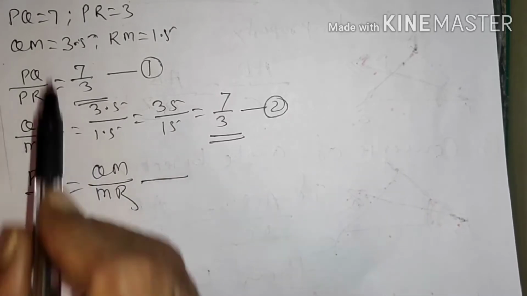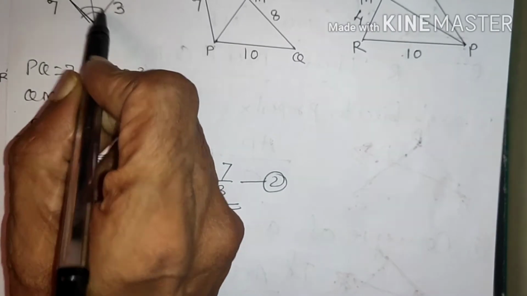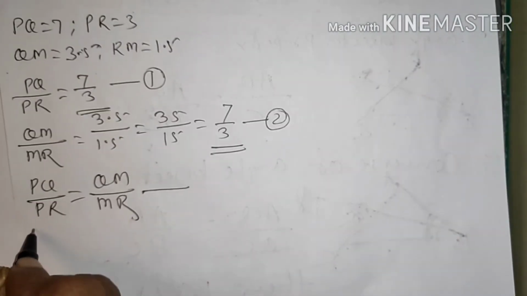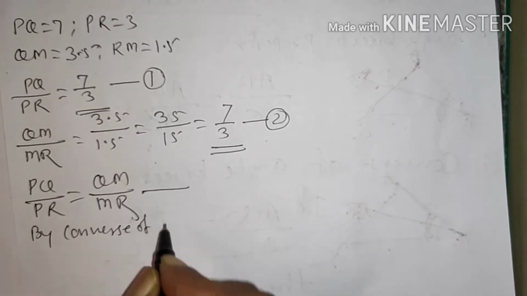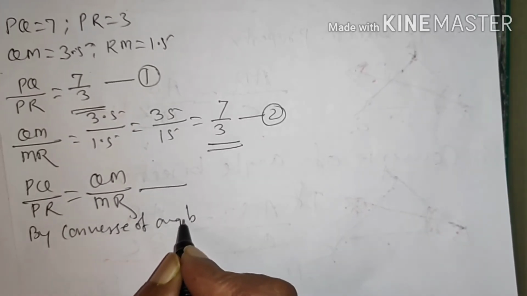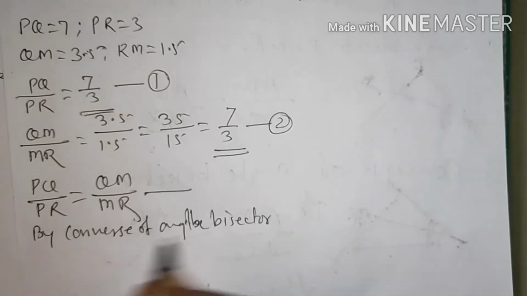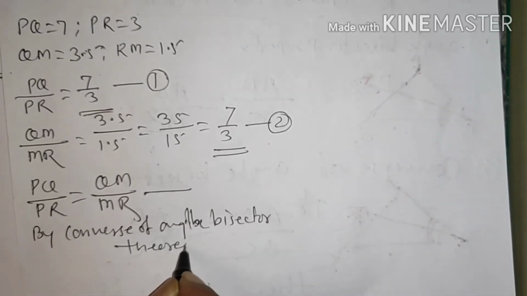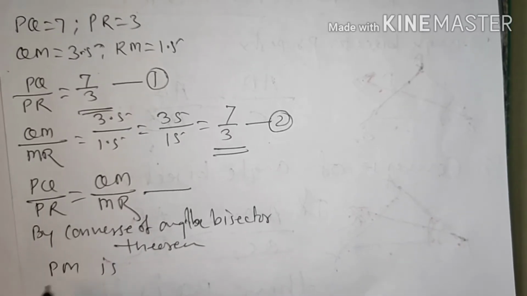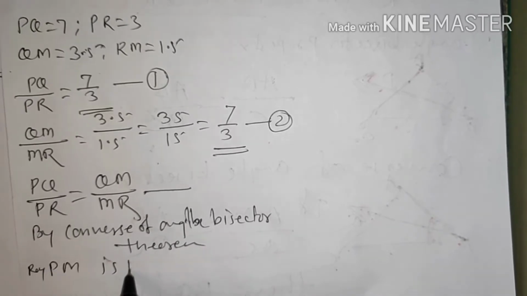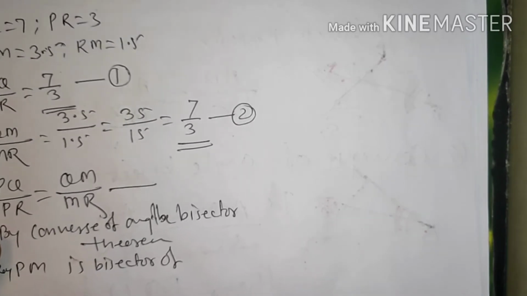So, we can say the ratio of the sides adjacent to angle P is equal to the ratio of the parts of the opposite side. So, by converse of angle bisector theorem, PM is bisector of angle QPR.